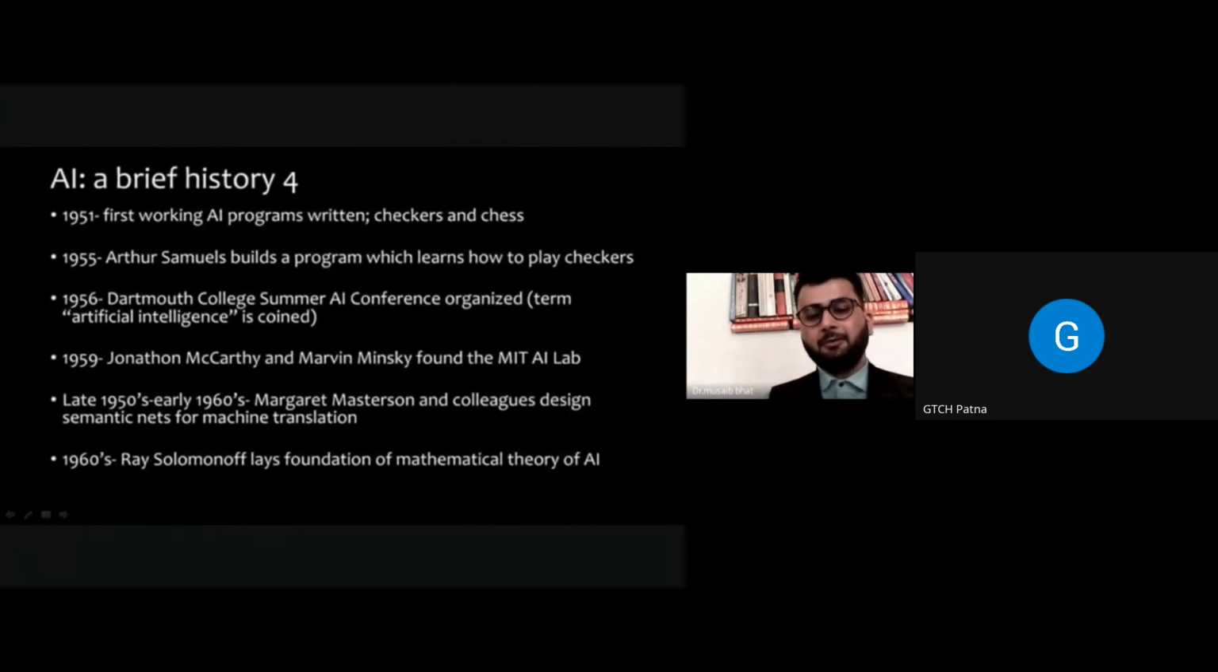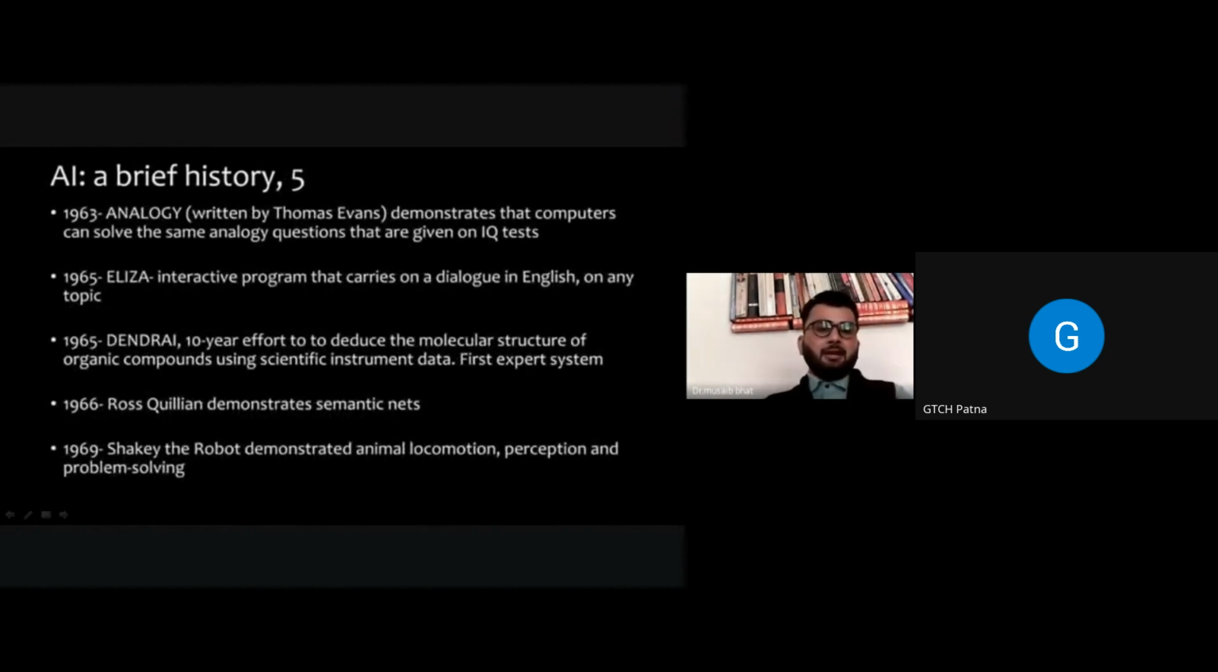In the late 1950s and early 1960s, Margaret Masterman and colleagues designed semantic nets for machine translation. It is a preliminary level of programming semantic nets, and it was used for machine translation. In the 1960s, Ray Solomonoff laid the foundation of the mathematical theory of AI. Then in 1963, we have Analogy, a program written by Thomas Evans. It demonstrates that computers can solve the same analogy questions that are given on IQ tests.